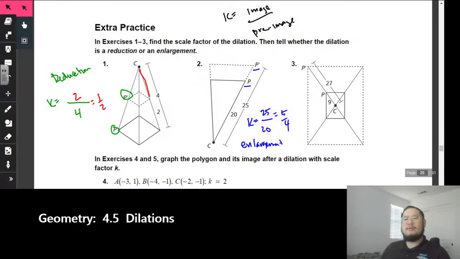Right, k is greater than 1. Take 5 divided by 4. It's going to be 1.25.